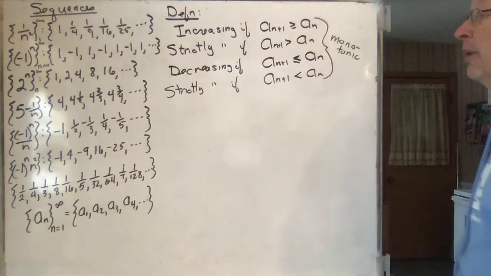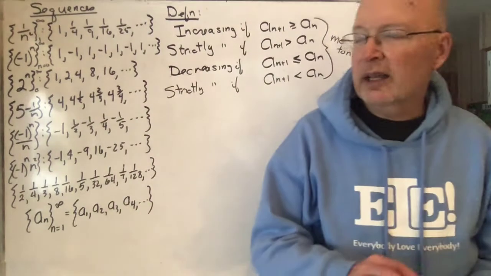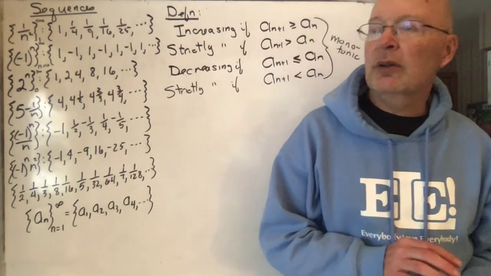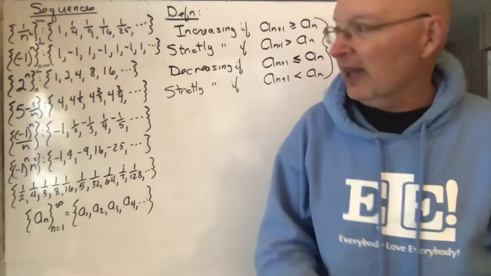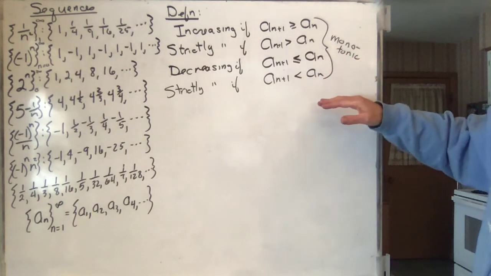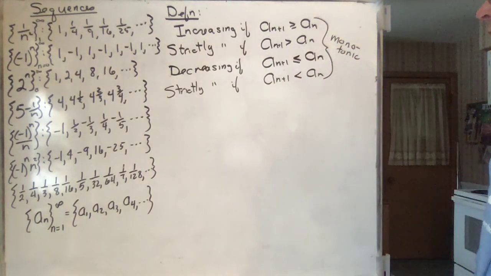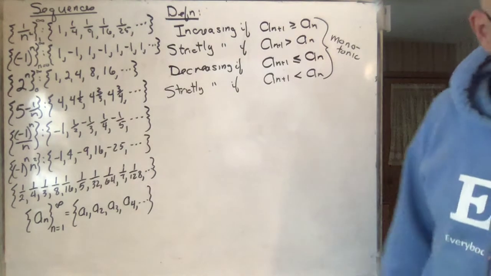Monotonic. What does mono mean? Mono means one, and tonic, I think, has something to do with path or direction. So the point is, it's one direction. They're all going in the same direction. They're all getting smaller, or they're all getting greater. It's only going in one direction. Okay, so those are called monotonic.